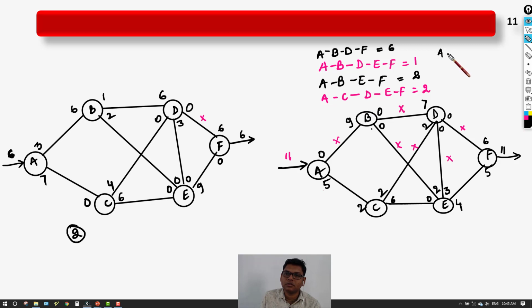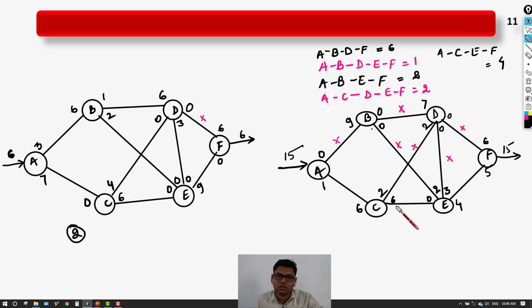So A to C, C to E and E to F. How much? 4 can go. Clear? So take it. Update that. 4 means here it will be 15. So just update this one and write 15 here. Similarly update this one and write 15 here. This one 4 is added, so this will be 4 is reversed to 1 and 6. So just remove this 1 and 6.